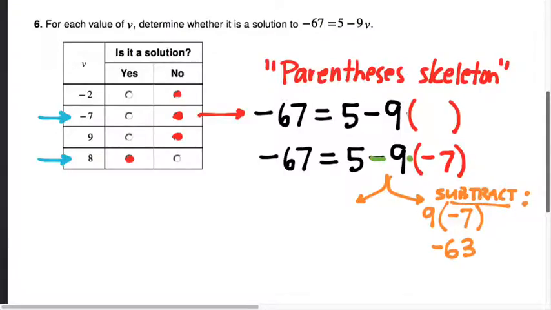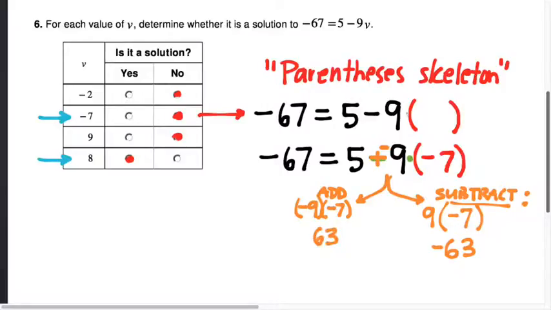Or the other way for us to think about it is to turn this subtraction into addition. But if I trade subtraction for addition, I have to trade the 9 in front of it for an opposite. So think of subtraction as addition of the opposite. And in that case, what I would be doing is I would be adding negative 9 times negative 7. And what's negative 9 times negative 7?